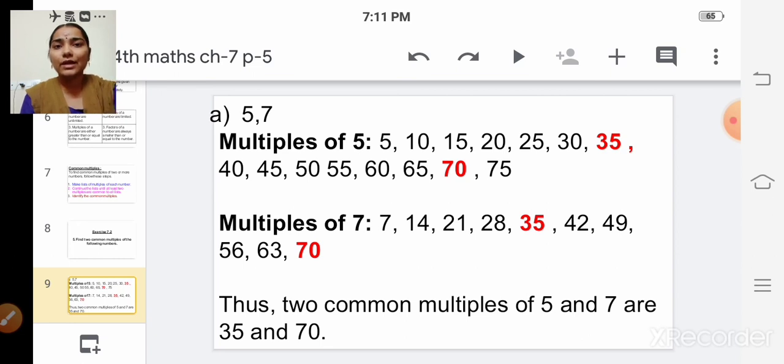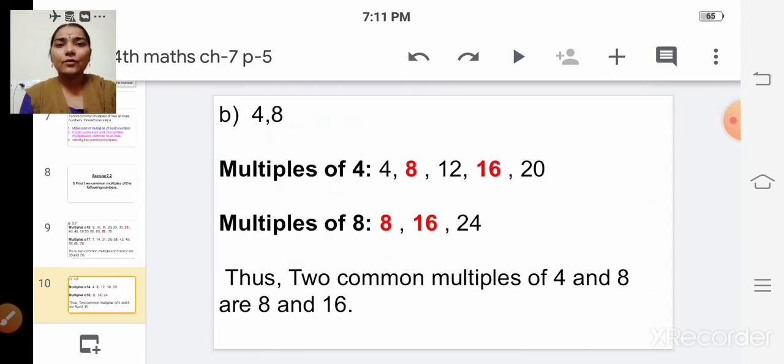Okay. We have to get two common multiples. Until then we have to proceed with this process of finding multiples. Okay. So next one, 4 and 8. So we are going to find out the common multiples of 4 and 8.